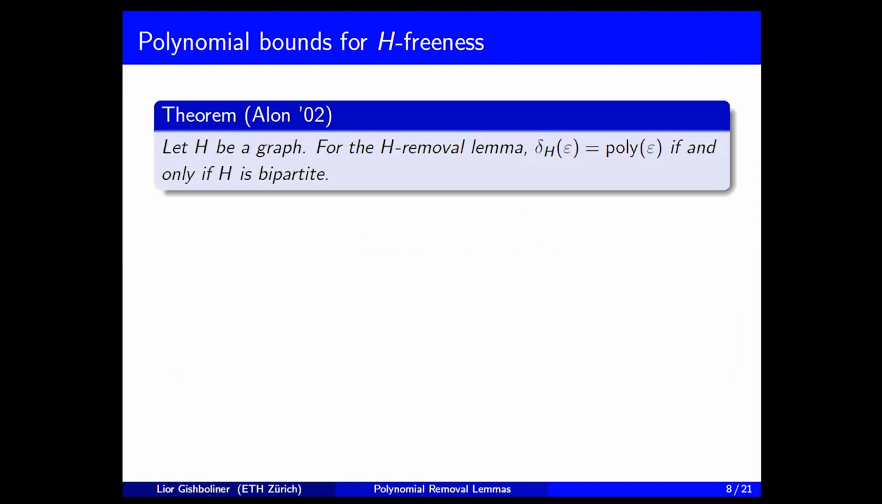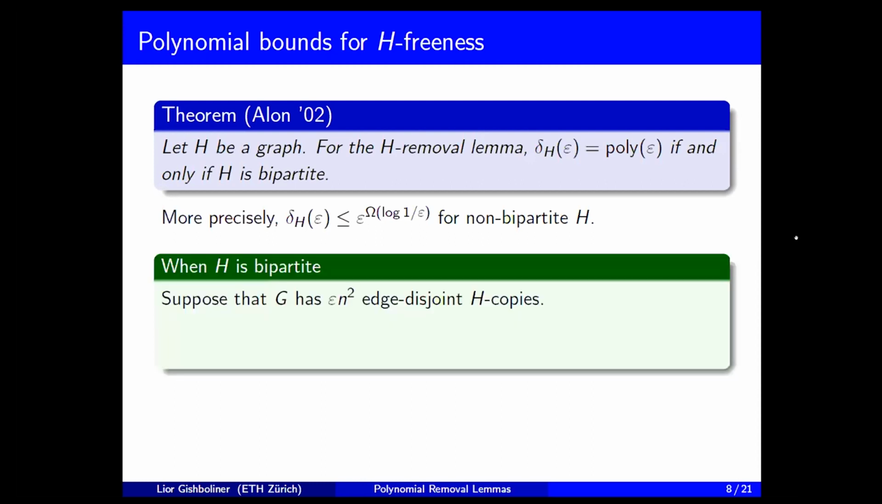So first we can look at the graph case and at the non-induced case. So we have the H removal lemma, and the result is that we can have a polynomial bound if and only if the graph H is bipartite. And in fact, if it's not bipartite, then we have this upper bound: delta is at most epsilon to the power of log 1 over epsilon. And this is smaller than any polynomial. Okay, so what happens when H is bipartite?